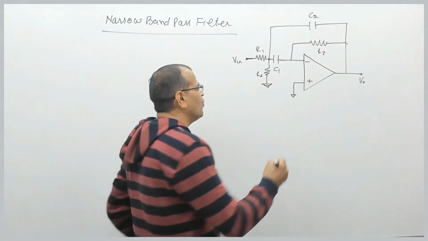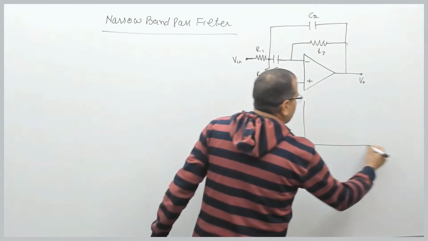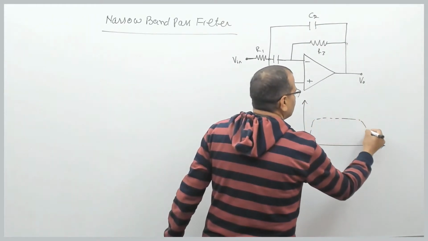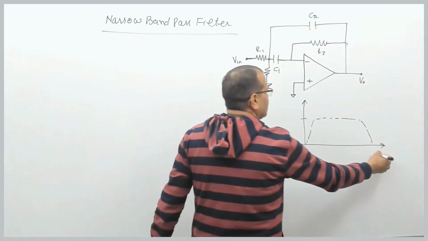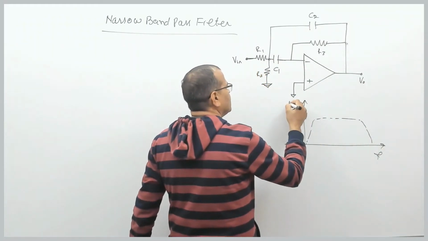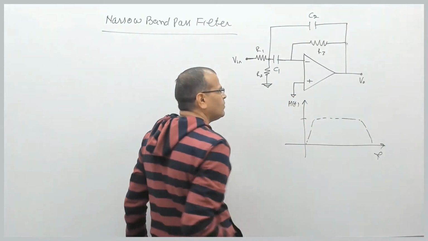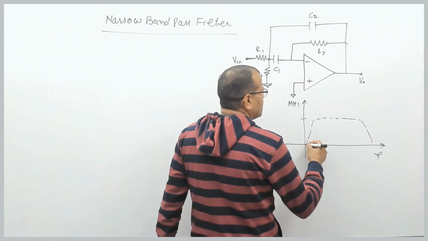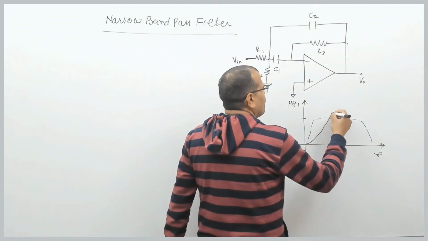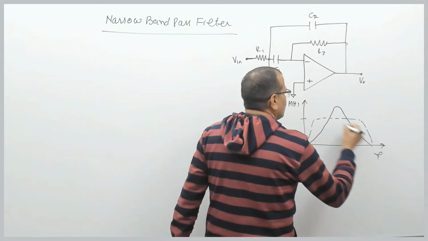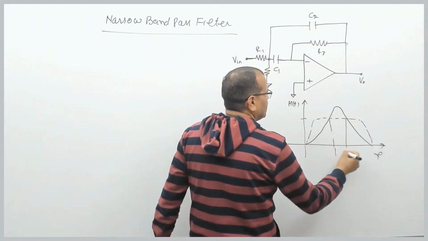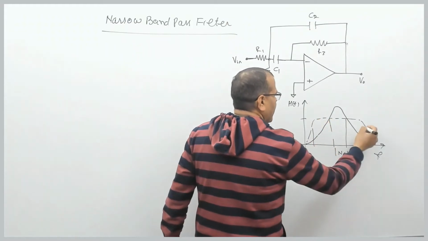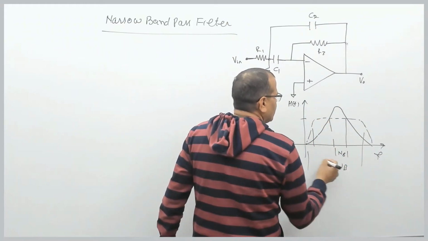First of all, you should know the difference between a wide band pass and a narrow band pass. When you have a wide range of frequencies reaching the output of the filter, this is the transfer function of the filter. This type of filter is called wide band. And when you have a very narrow band of frequencies passing, this is narrow band, and this is of course a wide band, right? So what is the difference?